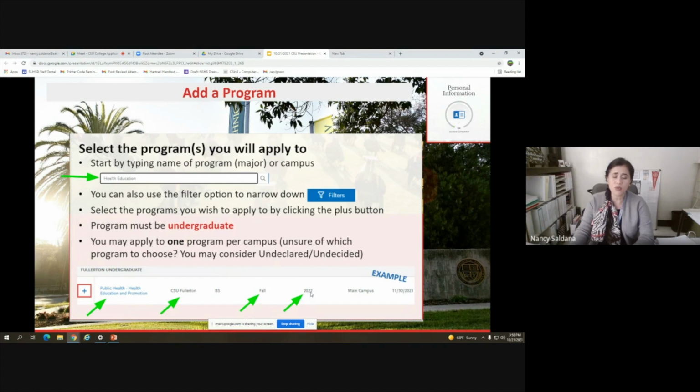So again, major, the college that you're applying to, the type of degree, the term, which is fall, and 2022. You always want to make sure that this information is correct, because once you are done with your application and you submit it, if you find an error after you submit it, you won't be able to go back and change your answer. So you want to make sure that you double check that this information is correct.